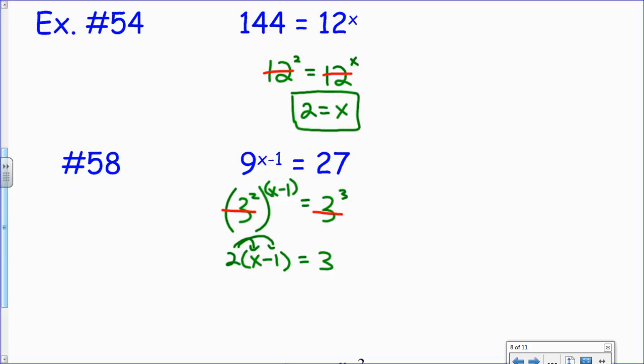So now we're just solving this equation. 2x minus 2 equals 3. So 2x equals 5. X equals 5 halves. So you can plug it back in to check. Make sure that works. But these are the type of problems that will be on your no calculator part of your quiz. Okay? These will be on the no calculator part. So you have to understand this first step, how to write them as a different base. That's the hardest part. Okay, just the first step is the tricky part.